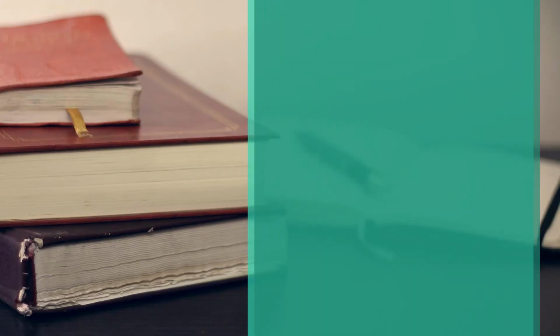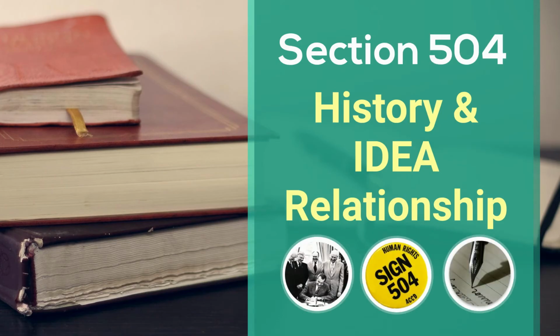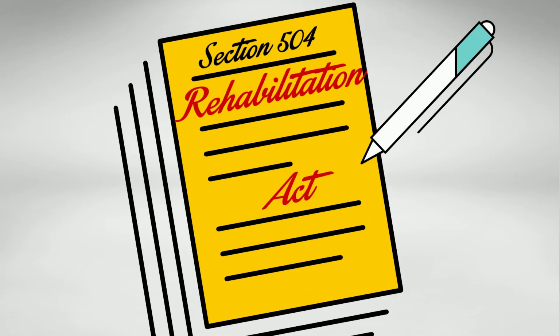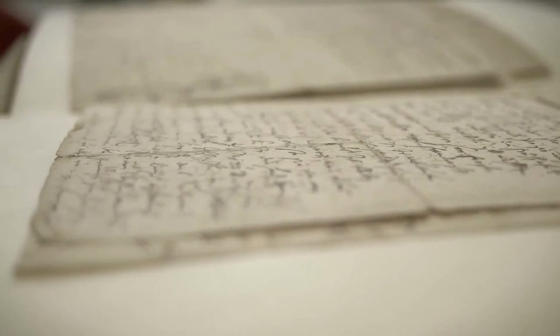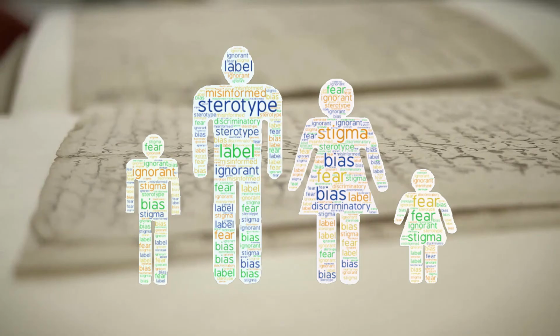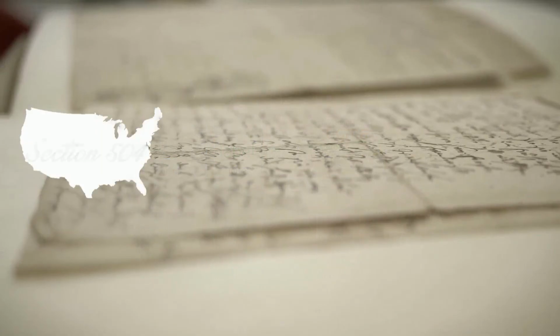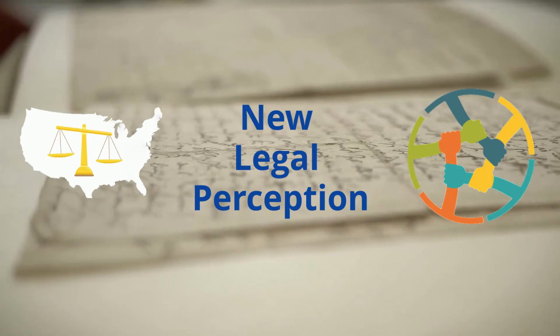The purpose of this video is to share the history of Section 504 and discuss its relationship with IDEA, the Individuals with Disabilities Education Act. Section 504 of the Rehabilitation Act of 1973 was the first United States disability rights law, commonly known as Section 504. Its enactment recognized that society's treatment of individuals with disabilities was at times discriminatory and based on bias. Section 504 dramatically shifted the legal perception of preventing disability-based discrimination from an individual responsibility to a societal duty.